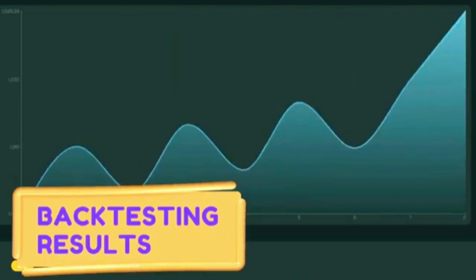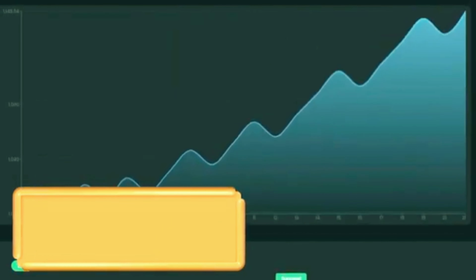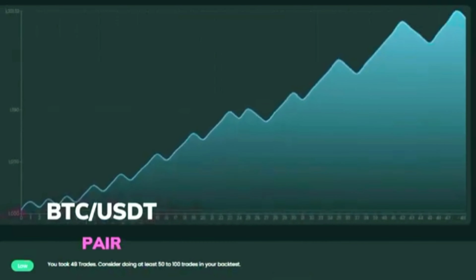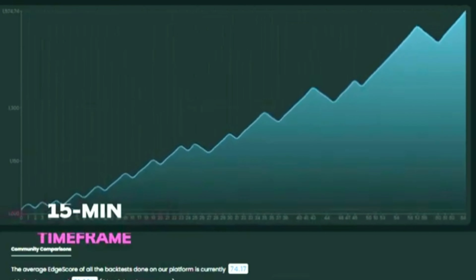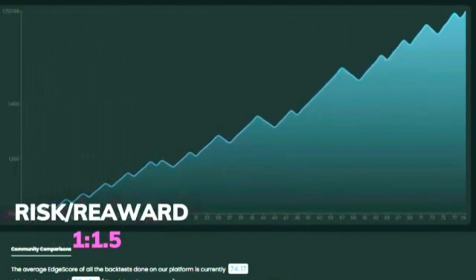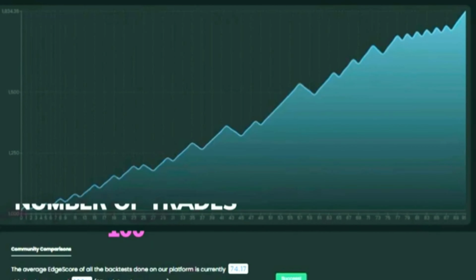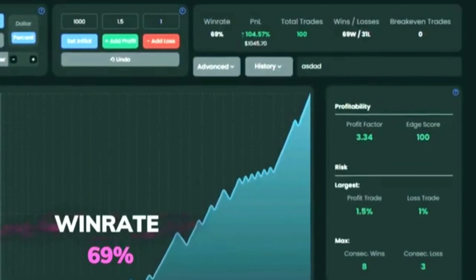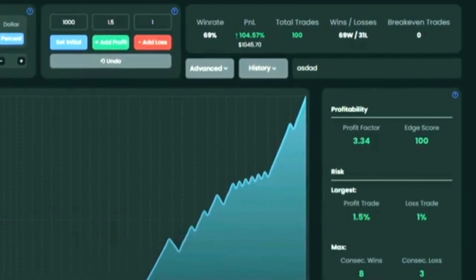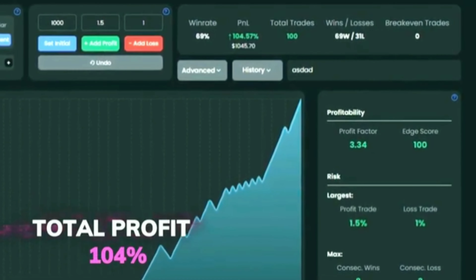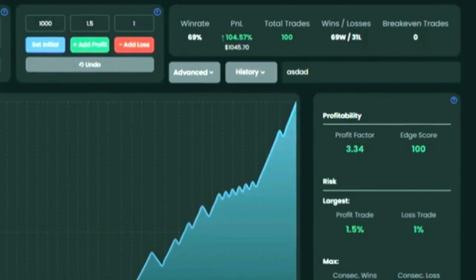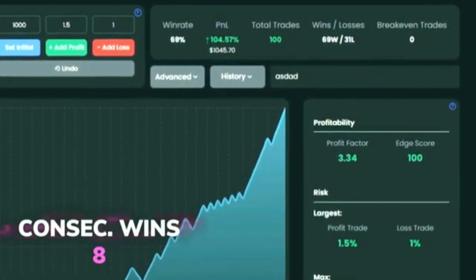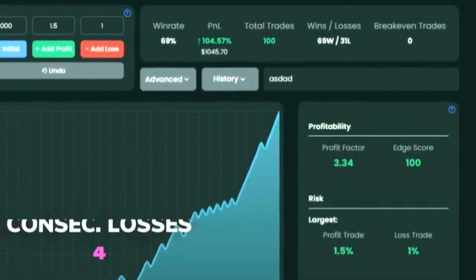Now, let's take a peek at the backtesting results that show how the strategy performed in action. We're taking the BTC USDT pair, 15-minute time frame, and a risk-reward ratio of 1 to 1.5. Out of 100 trades, the strategy nailed a 69% win rate and an eye-popping total profit of 104%. But wait, there's more. Over 7 weeks of backtesting, we had an astonishing streak of 8 consecutive wins and only 4 losses in a row.